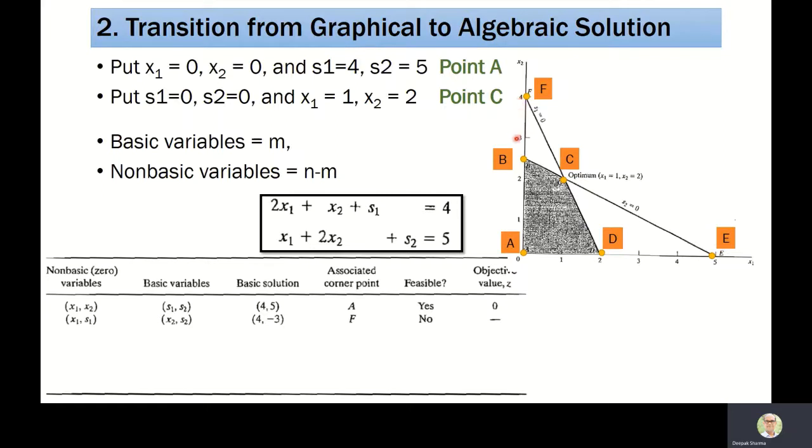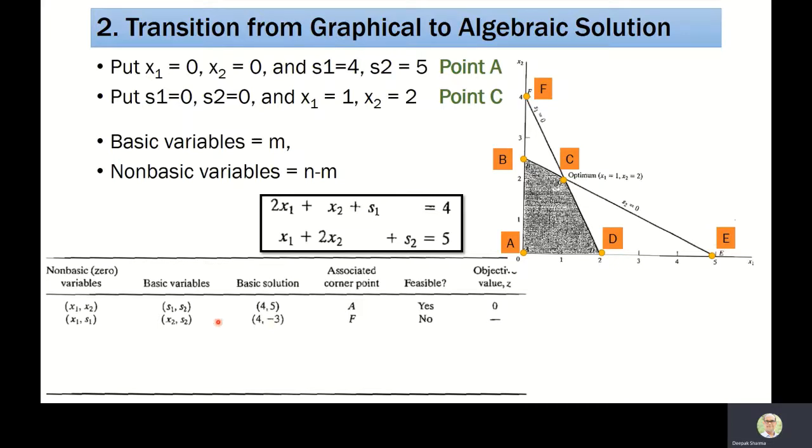So it depends on where this s1 is 0. So when you are going to put x1 and s1 as 0, x2 will become 4. Now we know that x2 equals 4 is corresponding to the solution number F. So this is also a corner point. Now, is it feasible? So looking at the graph, we know it is not feasible.